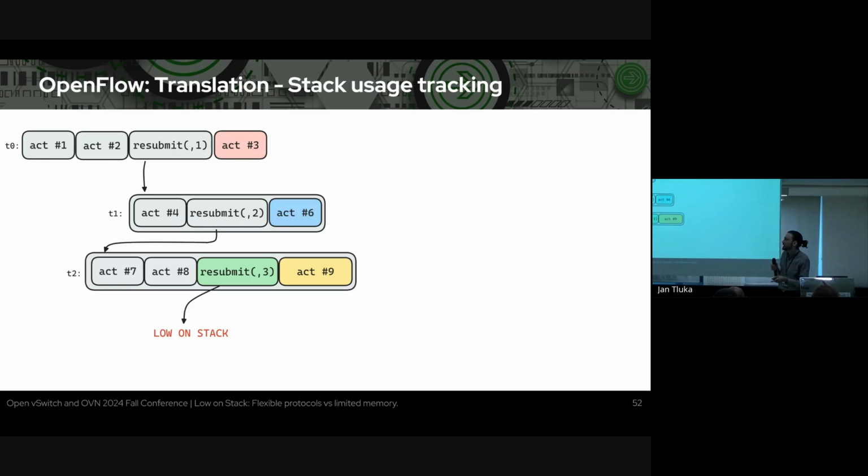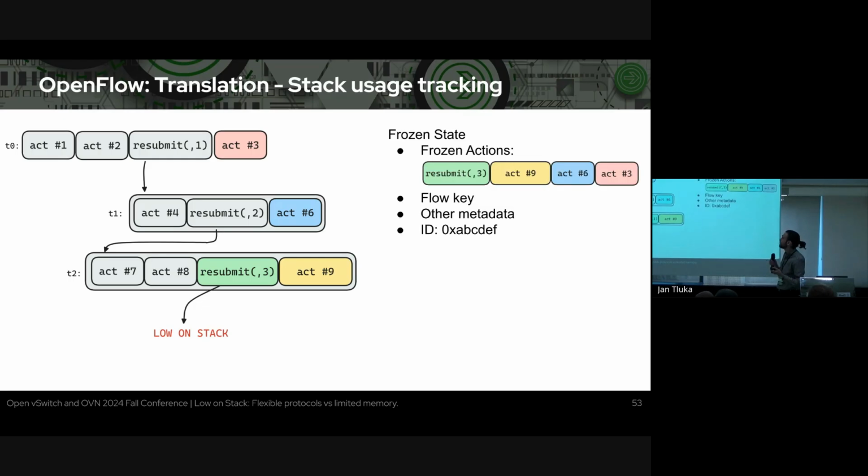So I have 1 minute left, and I have one last example of how it works. Assuming we have 3 tables, we're jumping between 3 tables with resubmit, and let's say we are running out of stack on the 3rd one. So when we try to resubmit to the 3rd table, we check the stack size, and we are out of stack. What do we do? We freeze it.